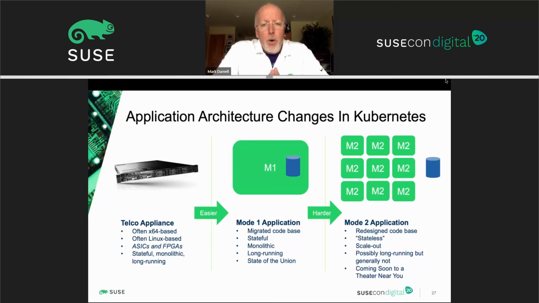So in order to move from this M1 to M2, you literally have to rewrite the software. Almost never is an M1 written to where it can be very easily taken apart and just start up multiple copies with one per user. So there's a little bit of a deconstruction that has to happen in a re-engineering, and that's why that first bullet point under Mode 2 application says this is a redesigned code base. But now it's stateless. You'll notice the database has moved outside.